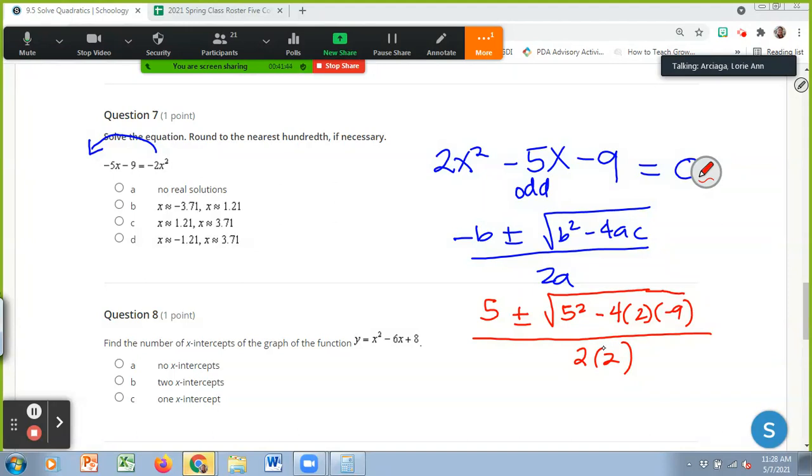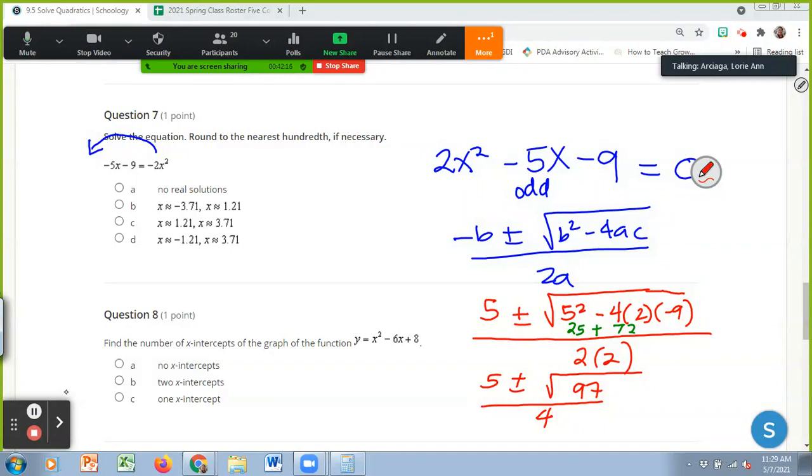Okay, so opposite of 5 plus or minus the radical of 5 squared will become 25, right? And then negative times negative is positive. So 4 times 2 is 8 times 9 is 72. Alright, did I do that right? Okay, so now we will get 5 plus or minus the radical of 25 plus 72. How much is that? 97? Okay, over 4.